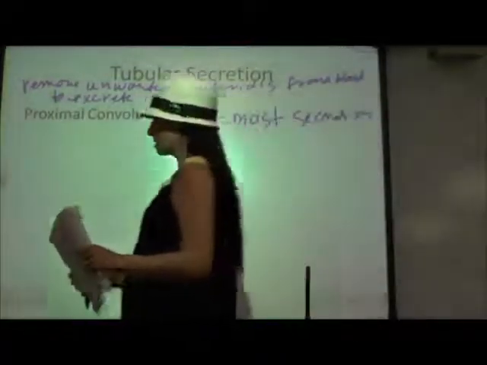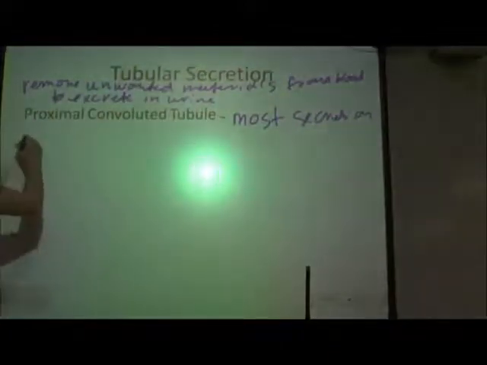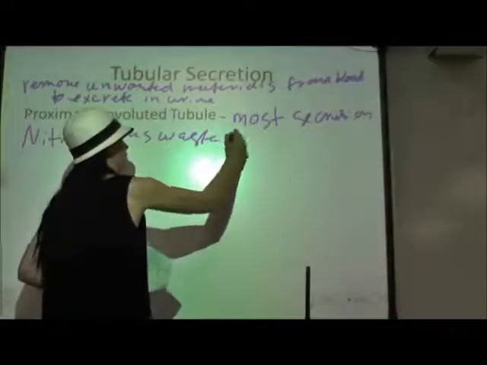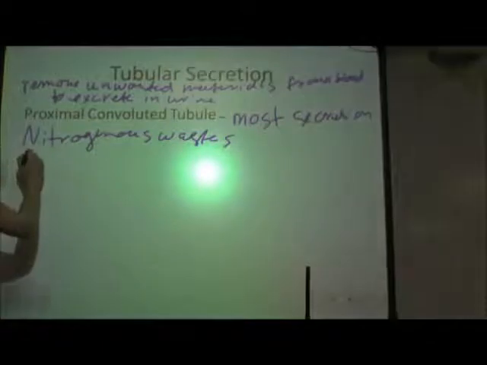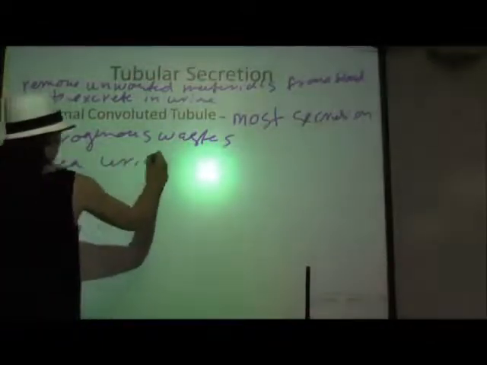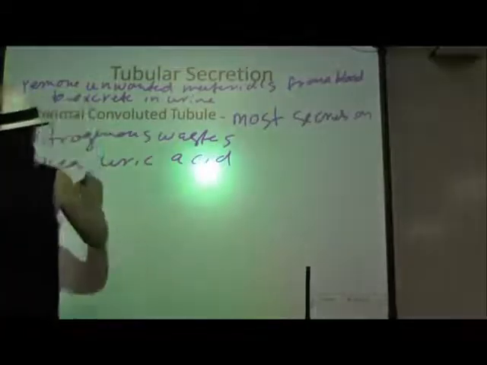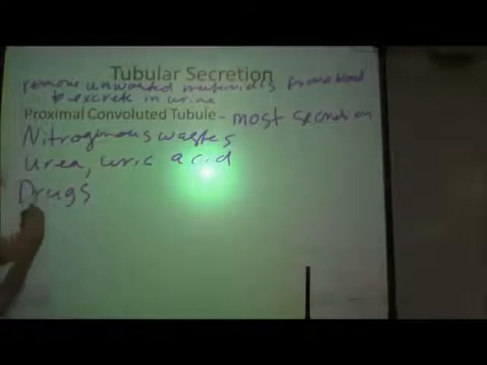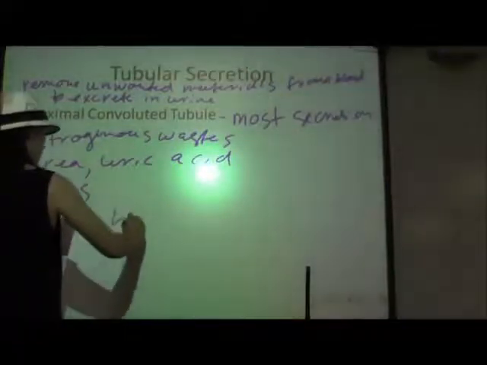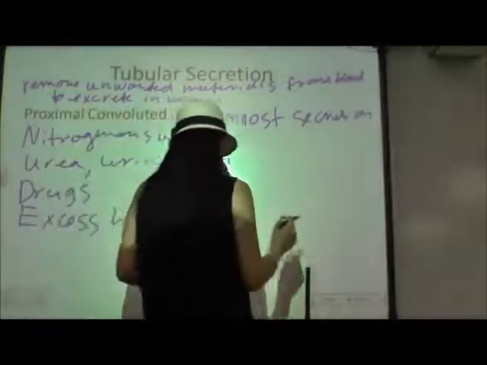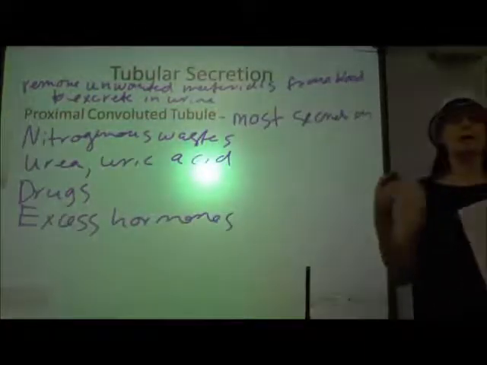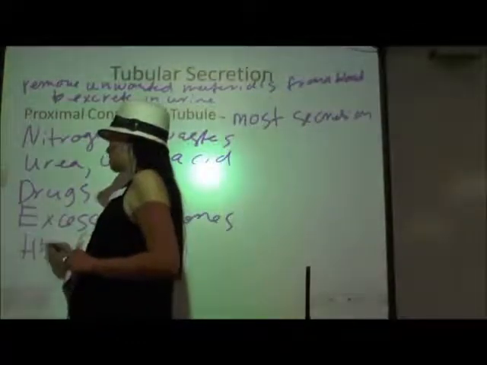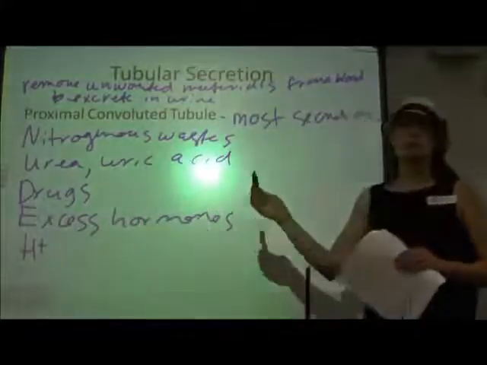Things that we're going to secrete are things like our nitrogenous wastes, like ammonia. We'll also secrete urea and uric acid. We'll also secrete drugs. We'll secrete excess hormones. If your blood pH is off and we're acidic, we can actually secrete hydrogen ions. This makes the kidneys a buffer system all on their own.